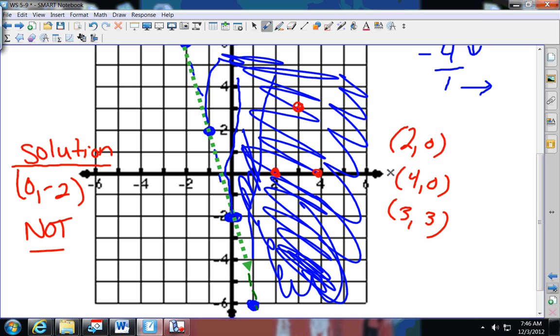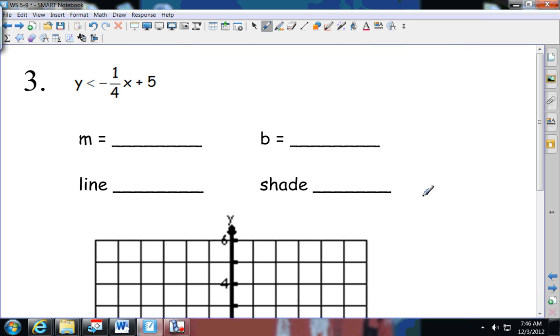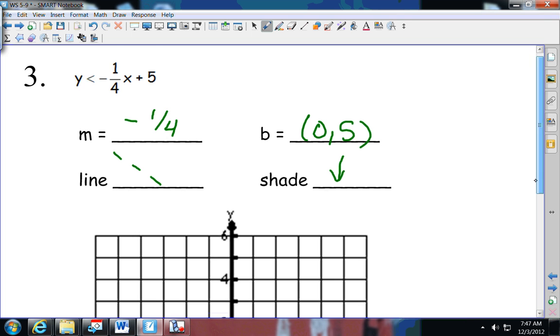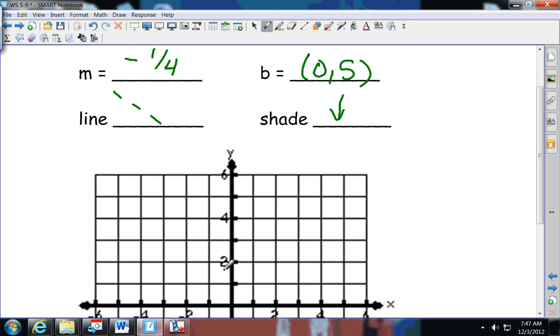Let's look at the next one. Okay, first off, what is my slope? -1/4. My y-intercept? (0, 5). My line, is it going to be solid or dashed? Dashed. Now the shading, am I going to shade up or down? It is less than, so I will be shading down. Now let's take this information and go and graph it. I'm going to plot my y-intercept first, (0, 5).